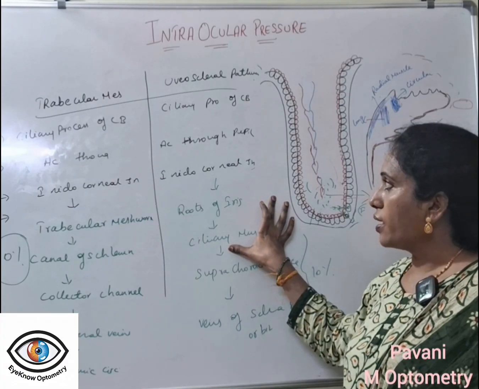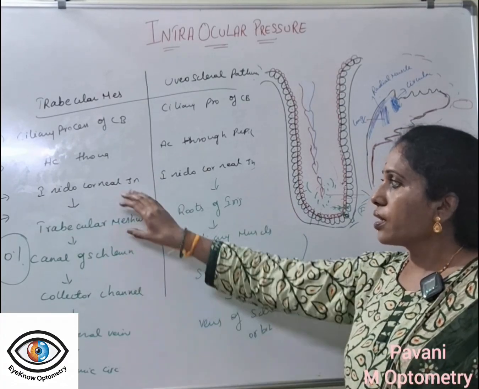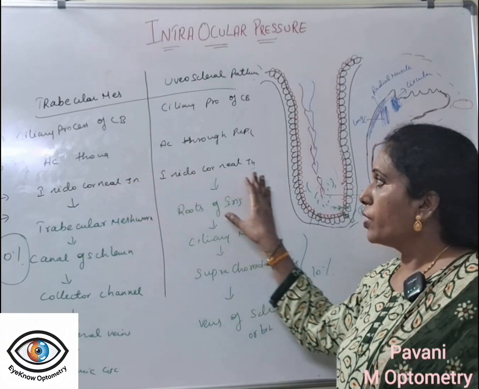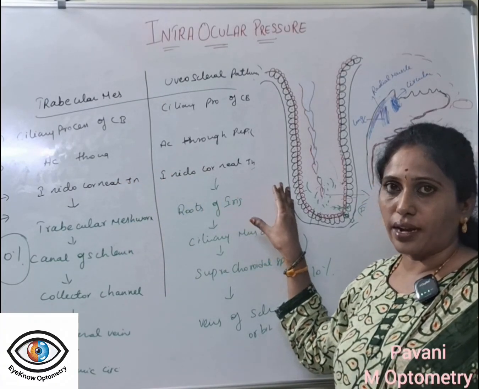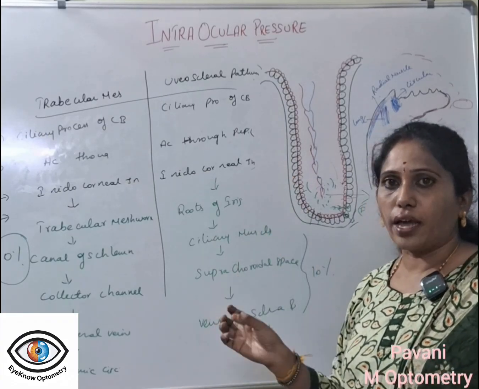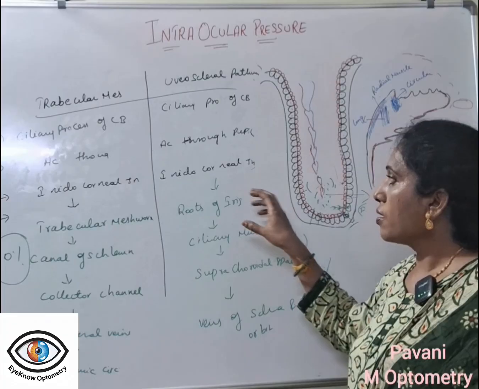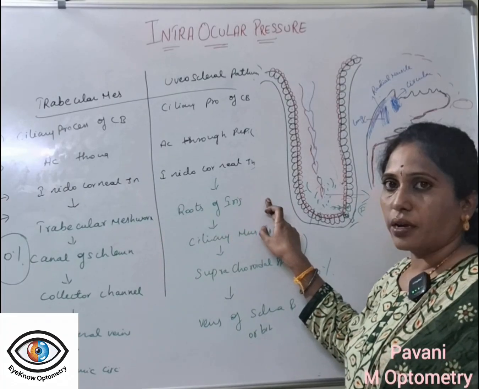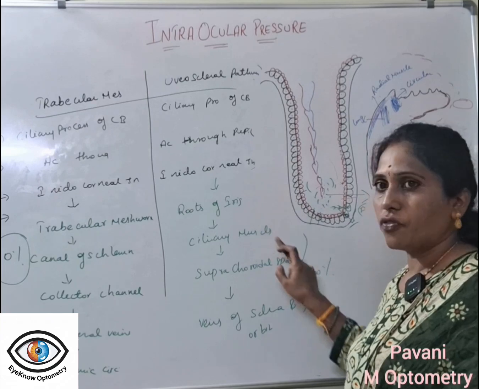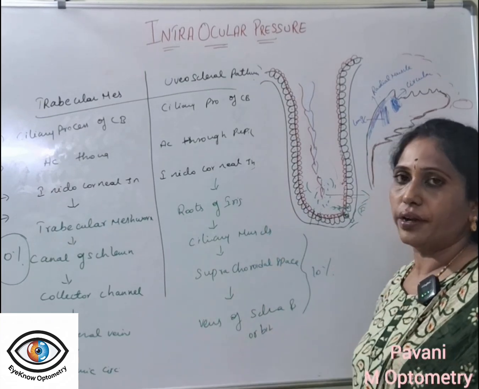Why is this channel important? Whenever there is a blockage, say for example in the trabecular meshwork, some medicines like prostaglandins increase the drainage of the aqueous humor. From where it increases, it takes the alternate pathway. This is the alternate pathway. So through this pathway, with the help of the prostaglandins, aqueous humor will be drained out.